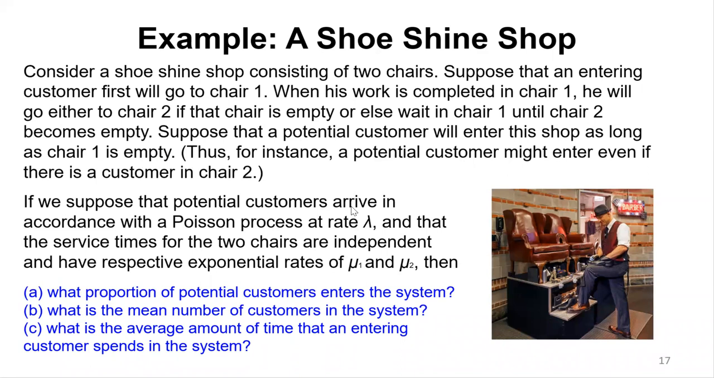Suppose the potential customers arrive in accordance with a Poisson process at a rate lambda, and the service times for the 2 chairs are independent, with respective exponential rates mu1 and mu2. Now, for this example, we have to answer these 3 questions. What proportion of potential customers enter the system? What is the mean number of customers in the system? What is the average amount of time that an entering customer spends in the system? Okay, we have to answer these 3 questions.